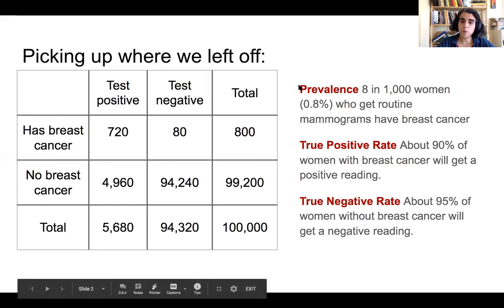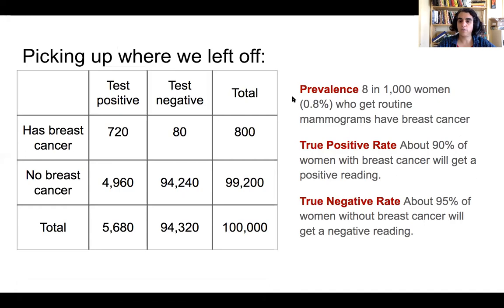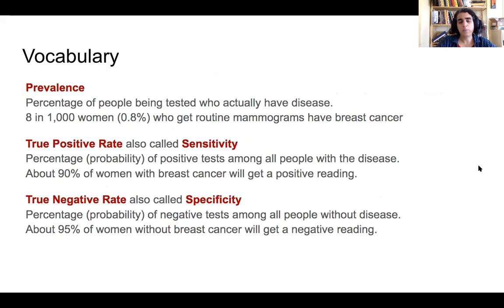And the vocabulary we've used so far, the prevalence is the percentage of people in the population who have the disease, the percentage of people getting tested. The true positive rate is the percentage of people who have the disease who test positive, hopefully most of them. And the true negative rate is the percentage of people who do not have the disease, that's this row, who correctly test negative. So that's our basic vocabulary.